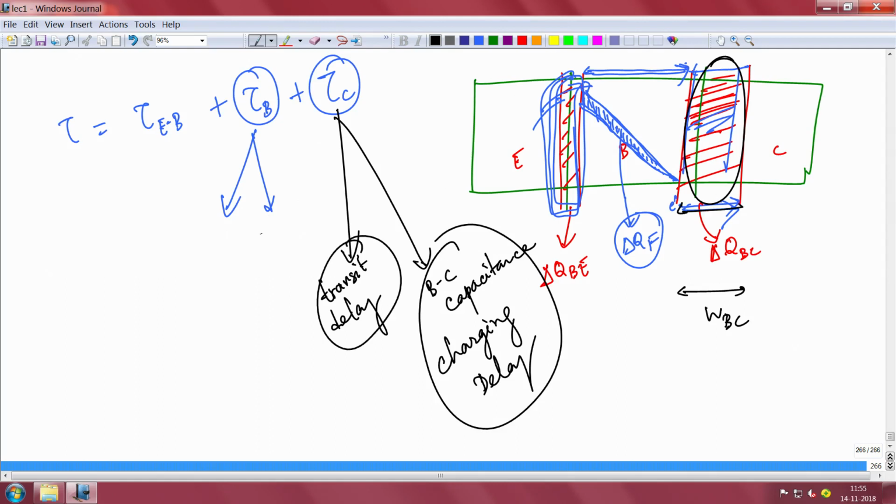Now the base has two components. One is called transit delay in the base. Transit delay is the fact that electrons have to travel across the base physically. So there is a time that it will take to cross the base, and that's called transit delay.